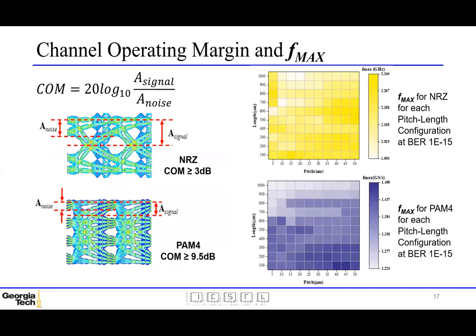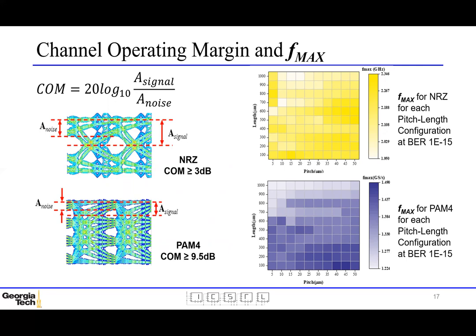What we try to do is, for each pitch length configuration, we determine the highest frequency that can be achieved while still maintaining the COM requirement by setting an optimization goal over a suitable frequency range. The intensity plot of the highest possible frequency versus the channel dimensions is shown for NRZ and PAM4. In the ideal scenario, the data rate increases with increasing channel pitch and decreases with increasing channel length.